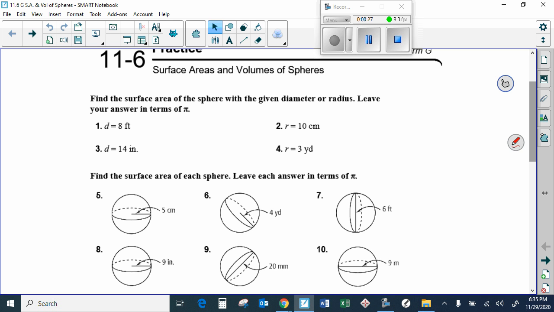Find the surface area of the sphere with the given diameter or radius. Leave your answer in terms of pi. Again, I leave pi in the answer. That means if you put it in the calculator, you get marked wrong. So volume, surface area first off.